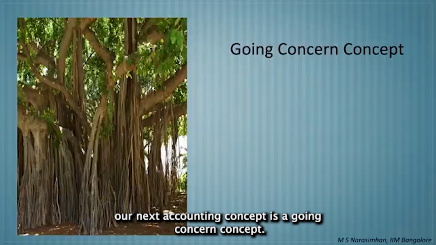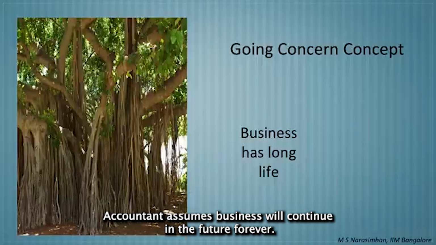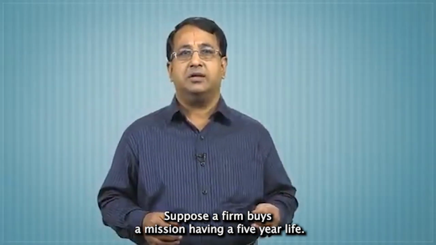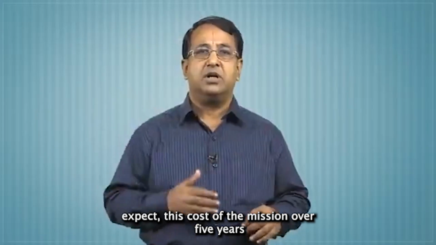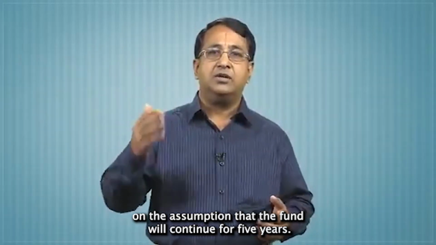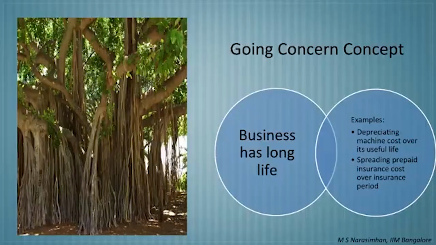Our next accounting concept is the going concern concept. Accountants assume the business will continue in the future forever. Suppose a firm buys a machine having a 5-year life. Accountants spread the cost of the machine over 5 years on the assumption that the firm will continue for 5 years. Expenses like insurance paid in advance are also spread over a period of years.